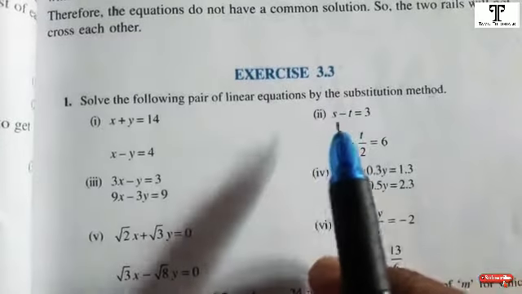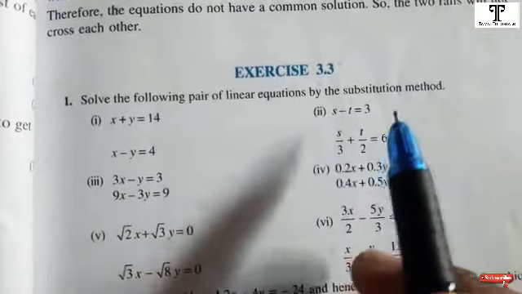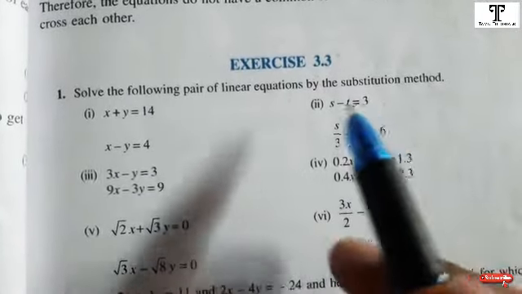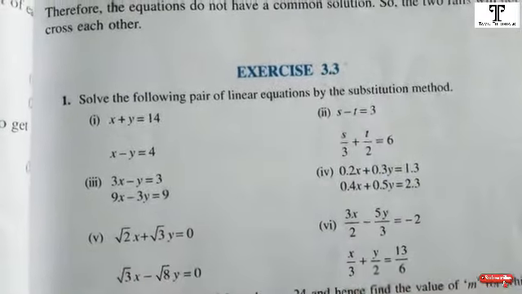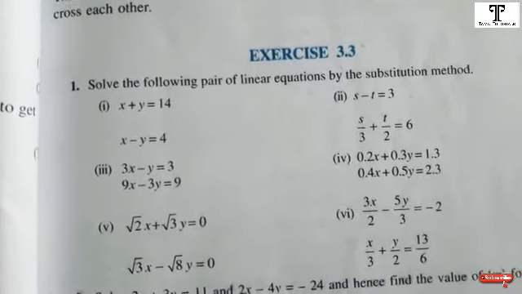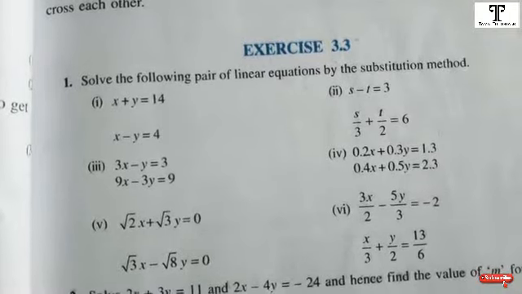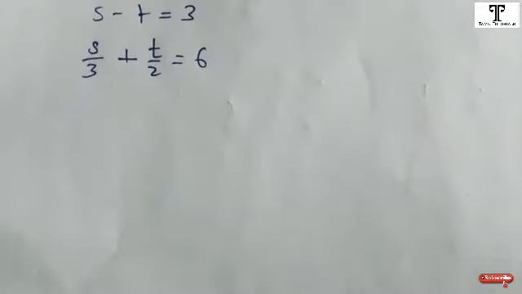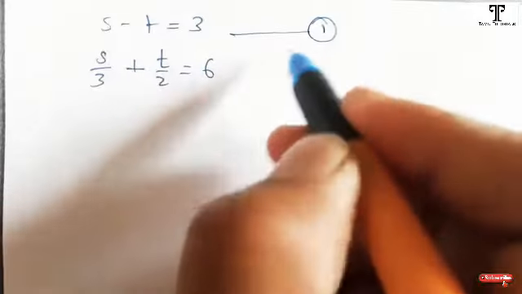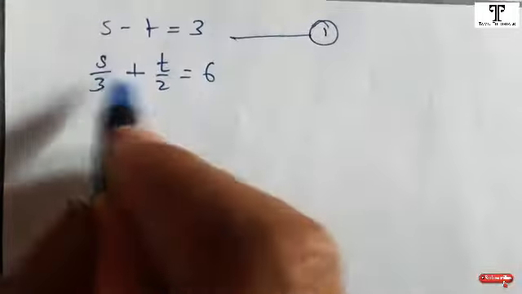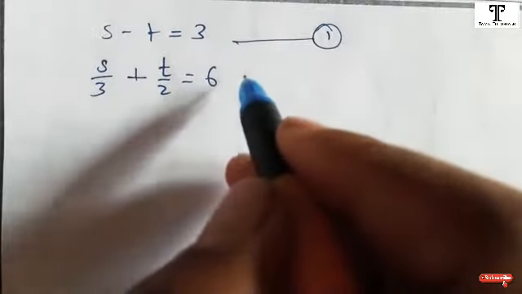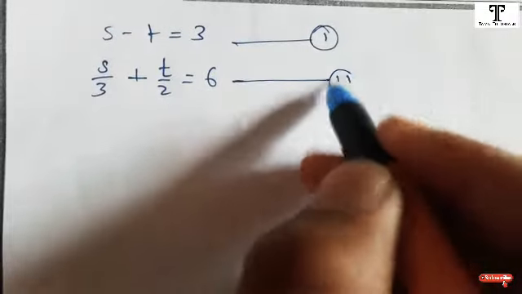Now the next question is s minus t equals 3 and s by 3 plus t by 2 equals 6. This is also a linear equation in two variables, so let us try to solve this question. This question is also very simple. First we will write the question. The first equation is simple. The second equation is in fractional form, but it is okay, no problem.